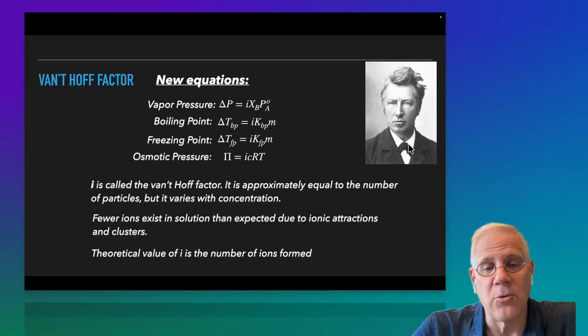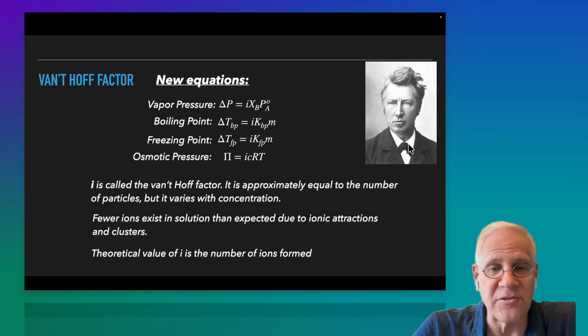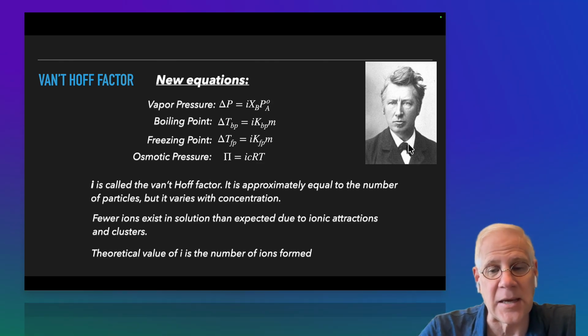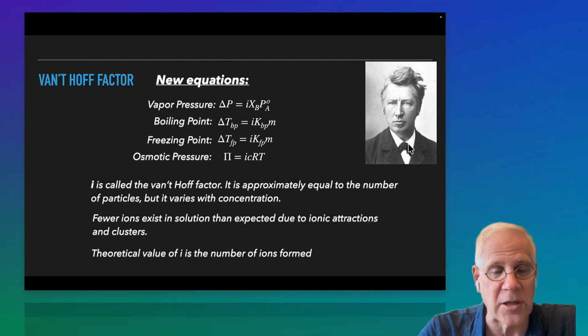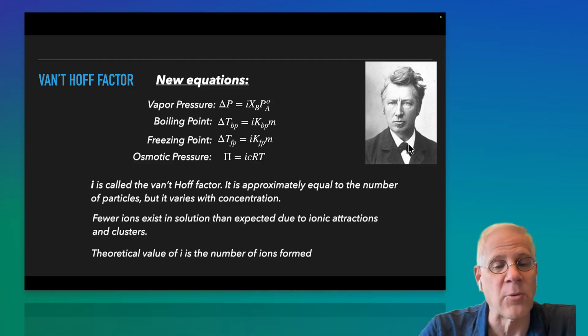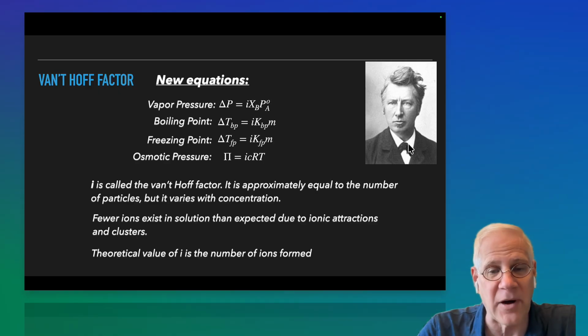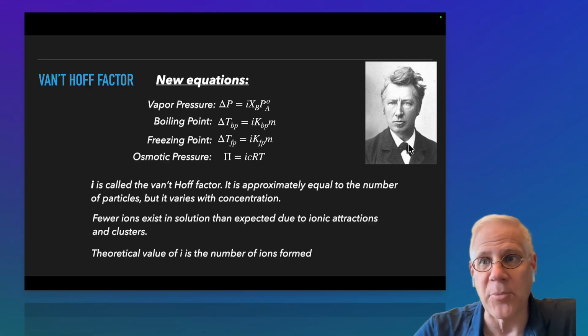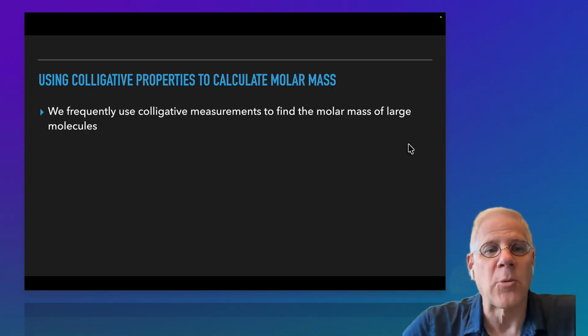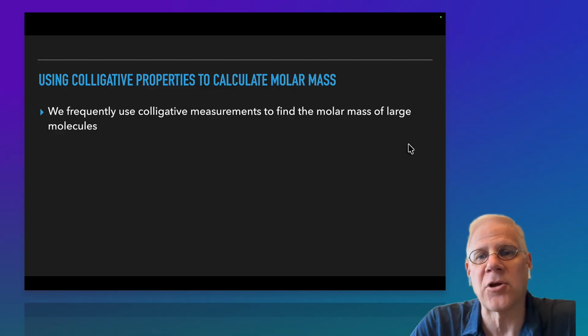So the theoretical value of i is always the number of ions formed. So for sodium chloride, the theoretical value of i would be 2, because you should get 2 ions formed for every mole that goes in. That is what we will use for our problems in the course. We're not going to worry about the actual numbers unless it's something that we're trying to calculate. So I might have you calculate a theoretical value or an actual value of i based on the colligative property measurement. Now, we can also use a colligative property to calculate molar mass.